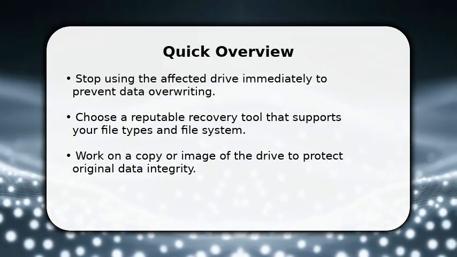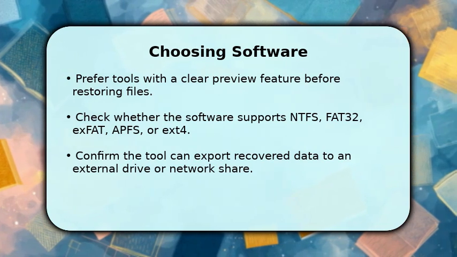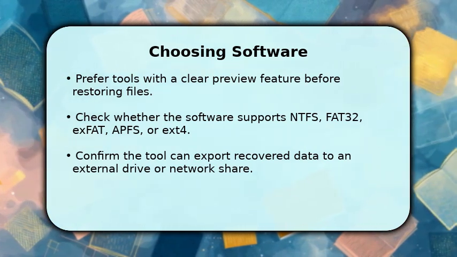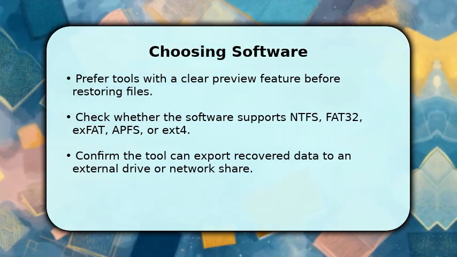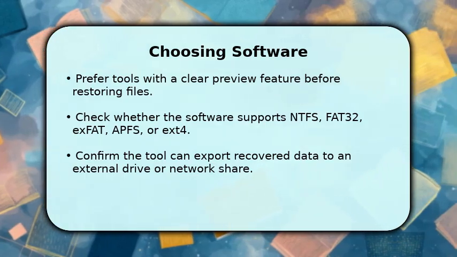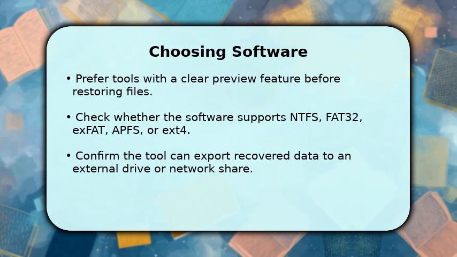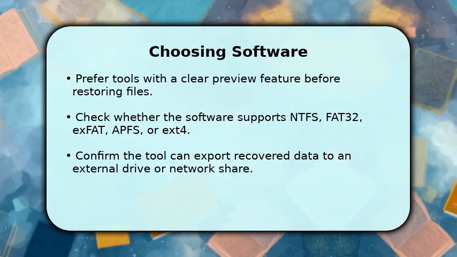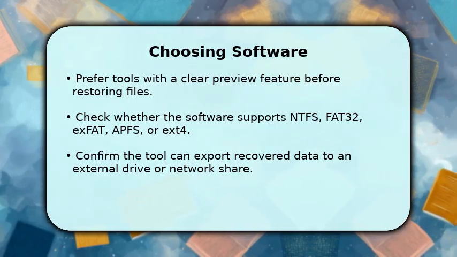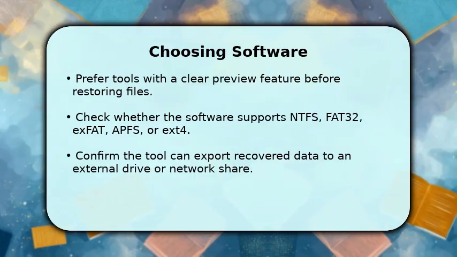Pick recovery software that offers a preview and deep scan options to maximize chances of file retrieval. Start with a read-only scan on an image so you do not alter original sectors. Use file type filters to speed up the scan and focus on important formats like photos, documents, or databases. After previewing results, export recovered files to a separate external drive to keep the original media untouched.